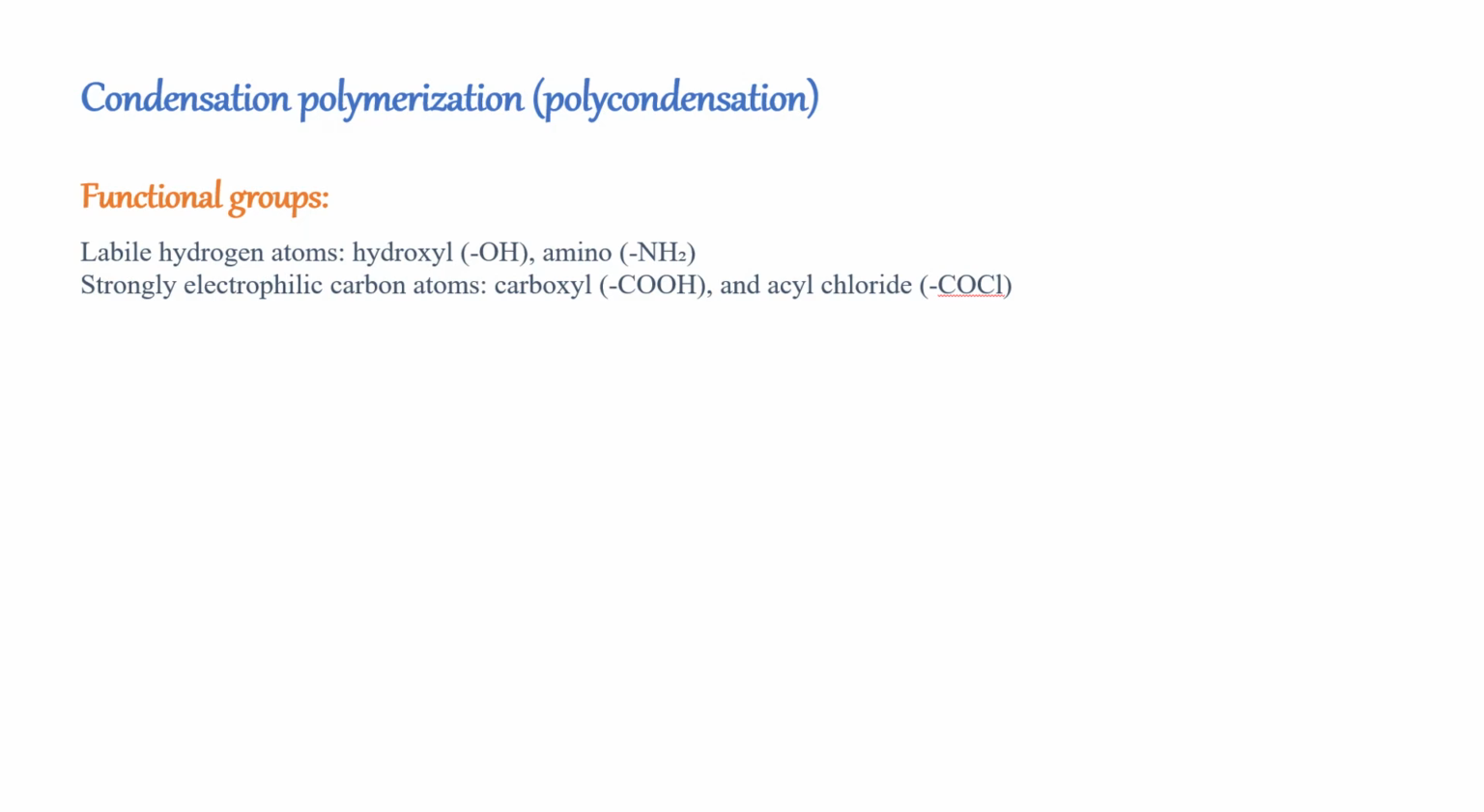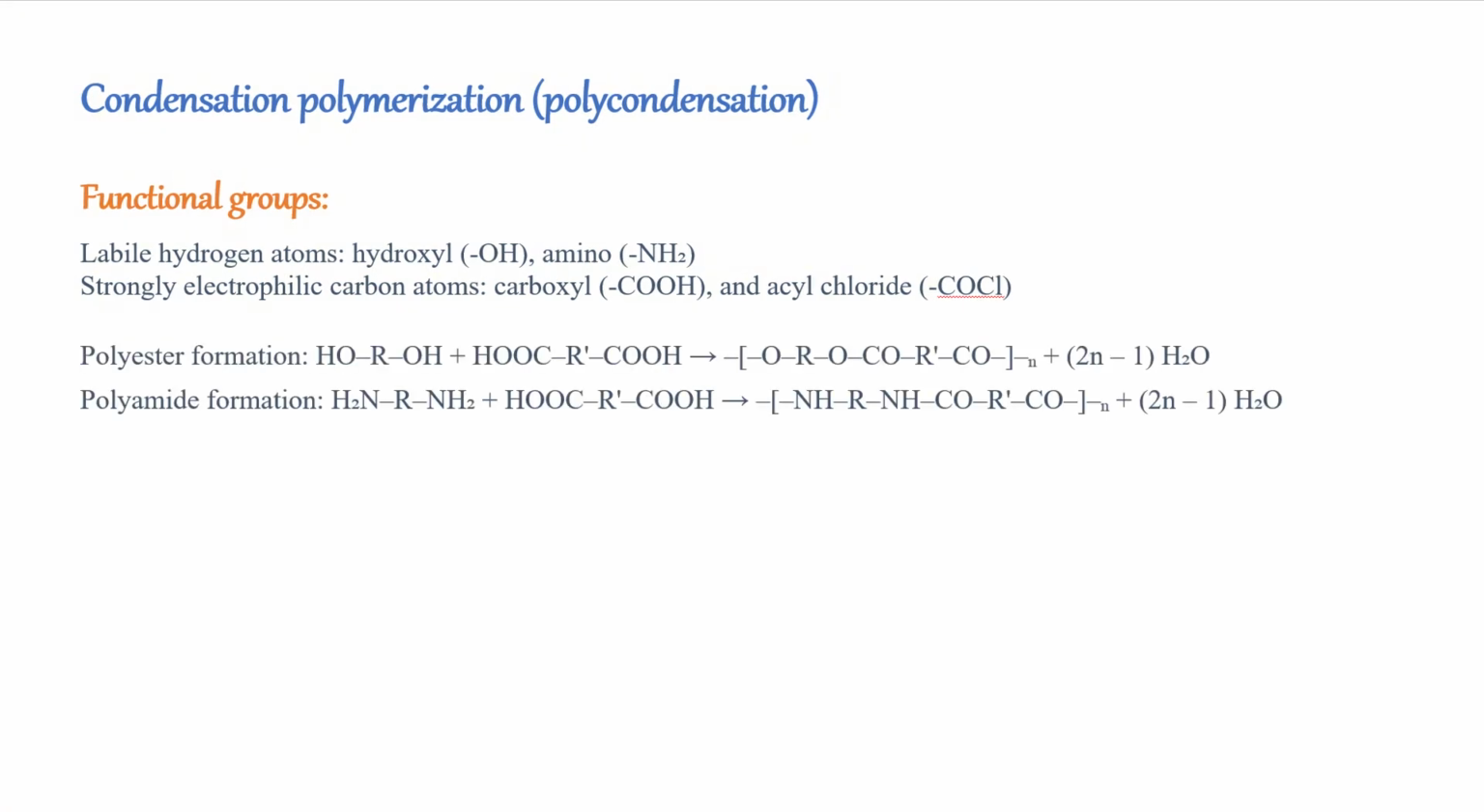First is functional groups. One functional group will have easily removed hydrogen, such as the hydroxy group and amine group, and the other functional group will have strongly electrophilic carbon atoms, such as the carboxy group and acyl chloride group. For example, the hydroxy group will react with the carboxy group to form polyesters, and the amine group will react with the carboxylic acid to form polyamides.